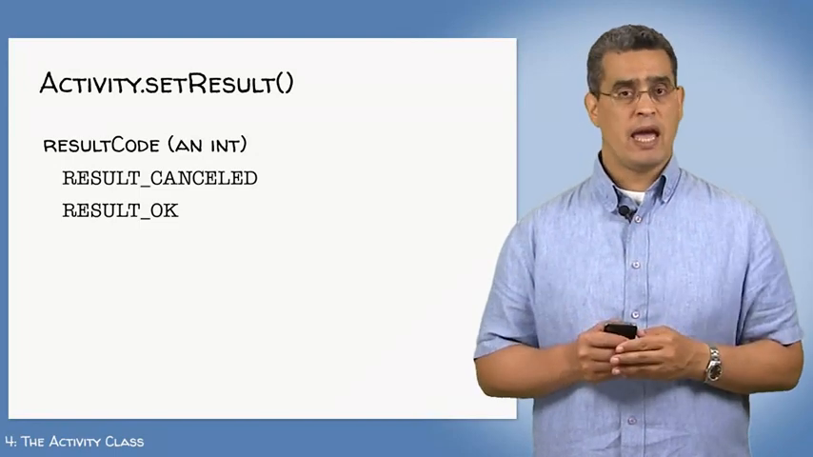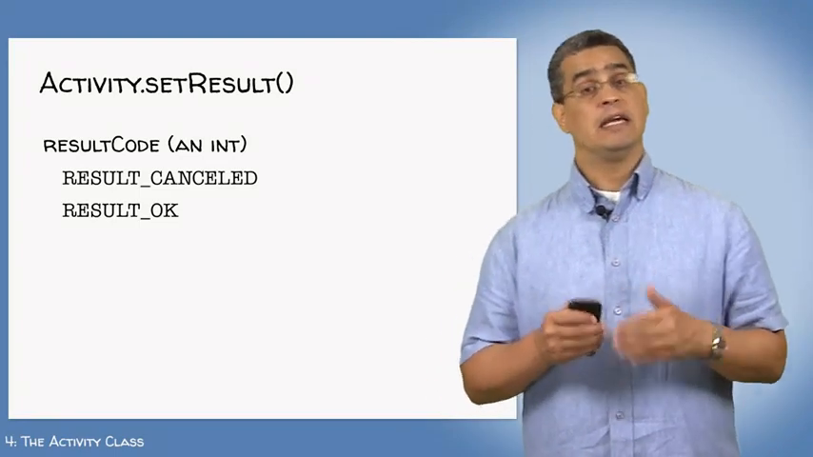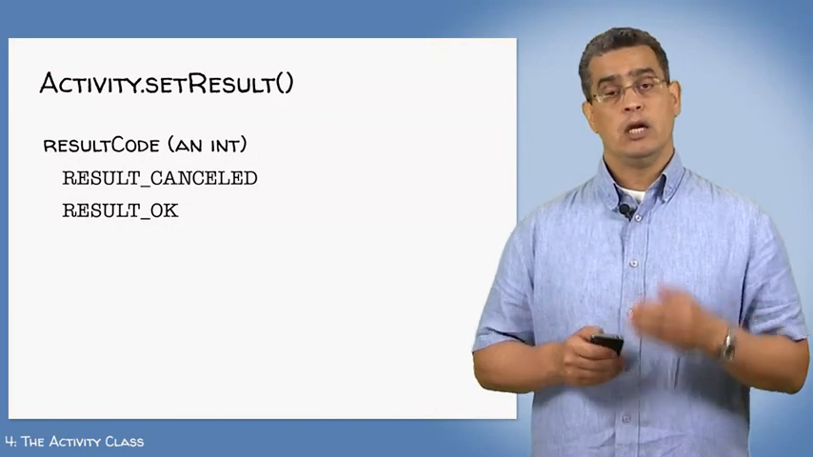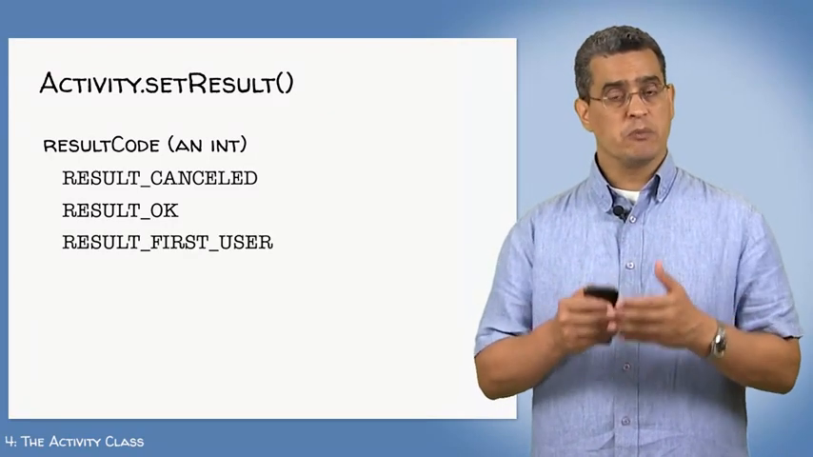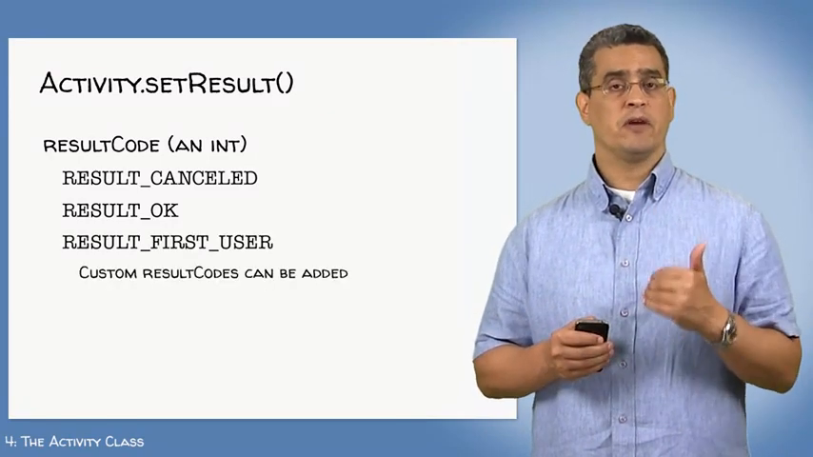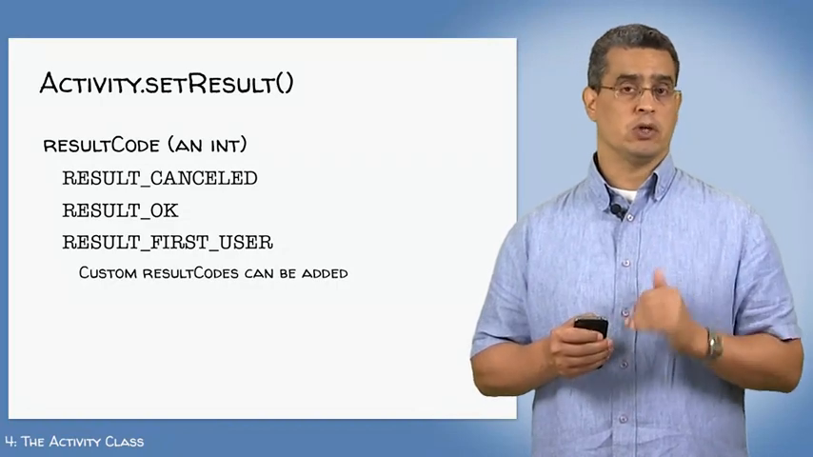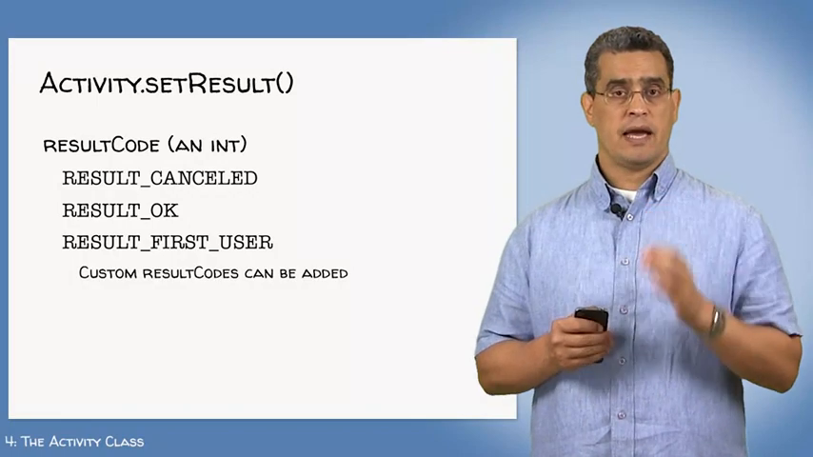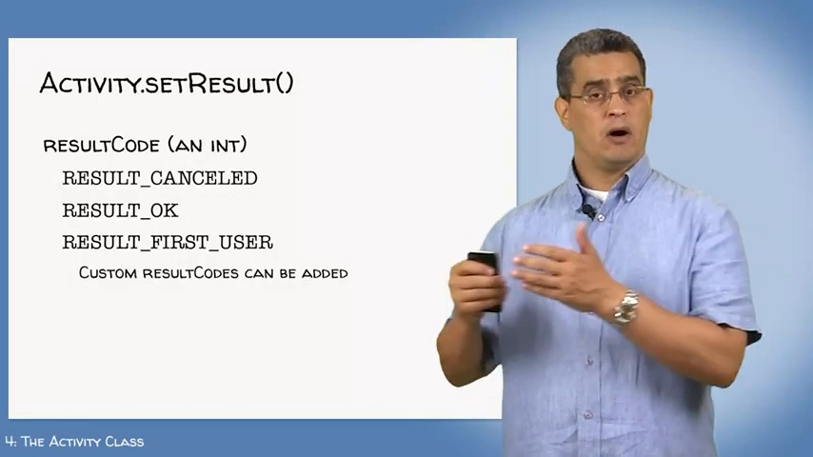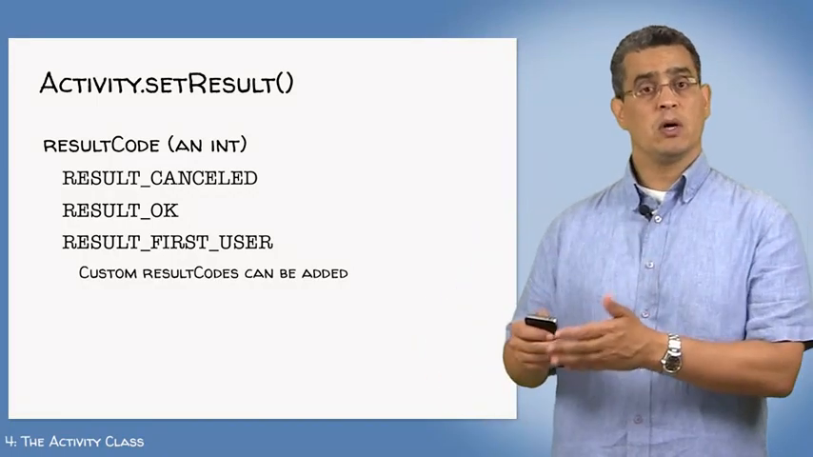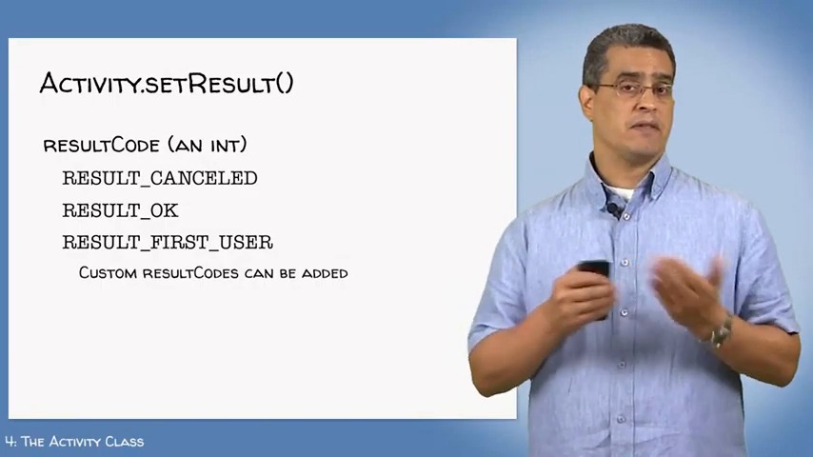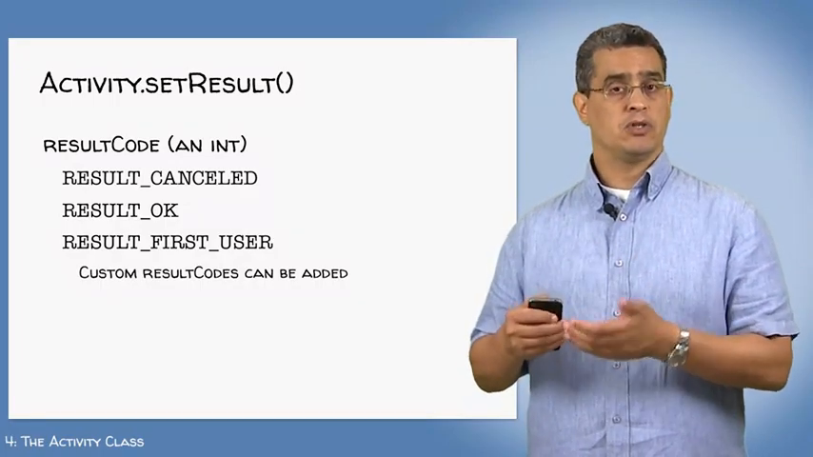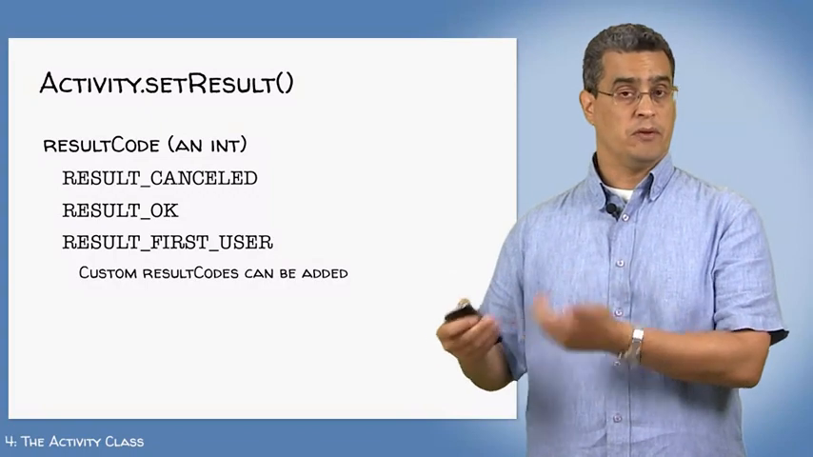And result OK, indicating that the activity in fact completed normally. Developers can also add custom result codes after the built-in result code RESULT_FIRST_USER. Now before the activity ends, the activity must set its result by calling setResult. And this result will eventually be transmitted back to the calling activity via the call to onActivityResult.